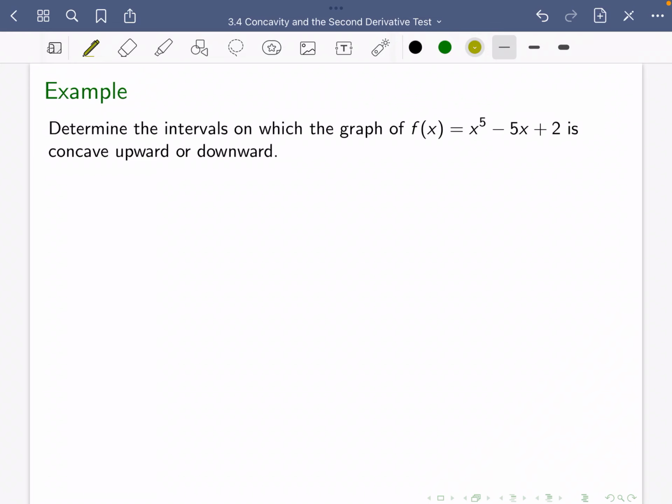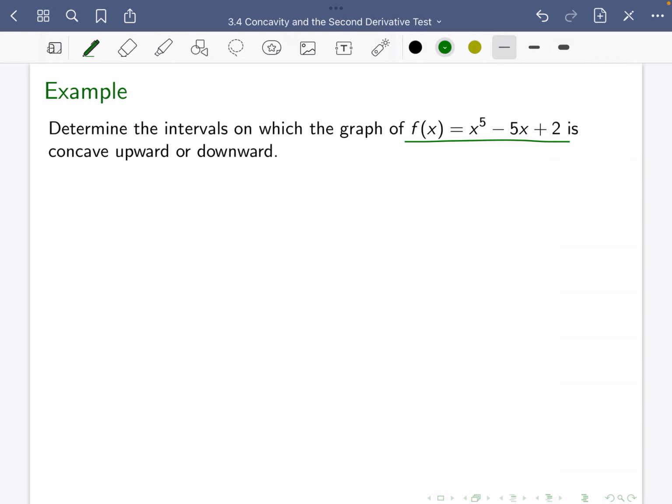In this video, we're going to take a look at an example where we are going to find the intervals where our function is concave up and the intervals where it is concave down. Our function here is f of x equals x to the fifth minus 5x plus 2.